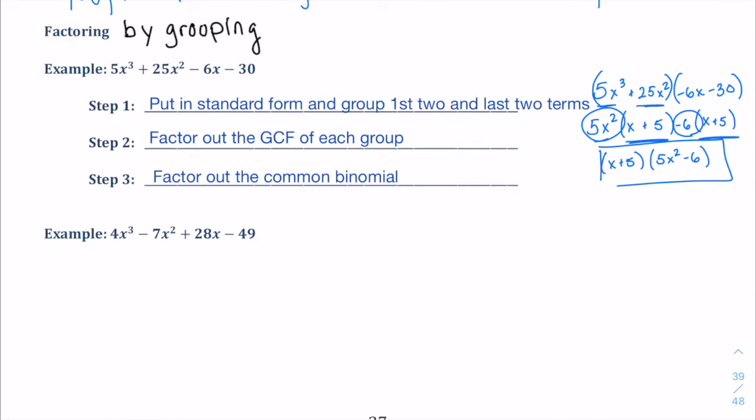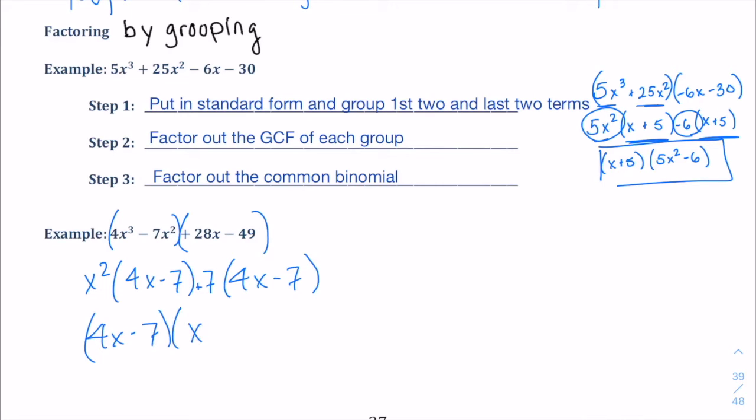Here we've got 4x cubed minus 7x squared plus 28x minus 49. Once again, we're going to group the first 2 terms and the last 2 terms. We're going to look for a common factor in the first group. No coefficient common factor, but they both have an x squared. That's going to leave us with 4x minus 7. From the last 2 terms, they both have 7 as a common factor, and that leaves 4x minus 7. So we see 4x minus 7 in both terms, so 4x minus 7 comes out, and we're left with x squared plus 7. And so this is the factored form of the original polynomial.